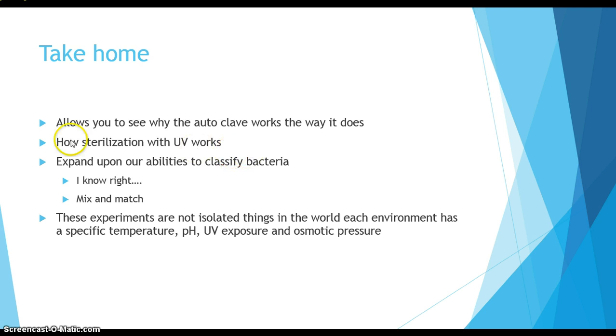So we also see how sterilization with UV works, right? If you use UV light, you can kill all the things that are on a surface by mutating all the things, and so it doesn't grow, and so you actually sterilize the area like that. And so now we know how to expand our abilities to classify. I know it can get a lot of confusing stuff, and now we have to learn all these different vocab words, but you do need to know it for the written portion.